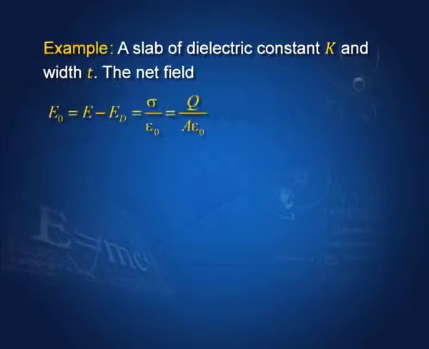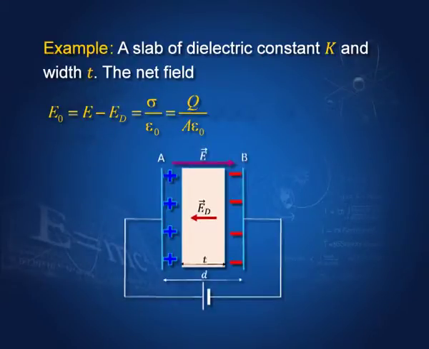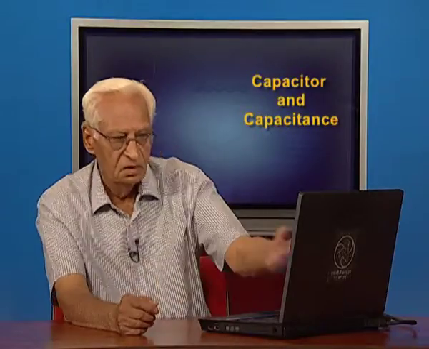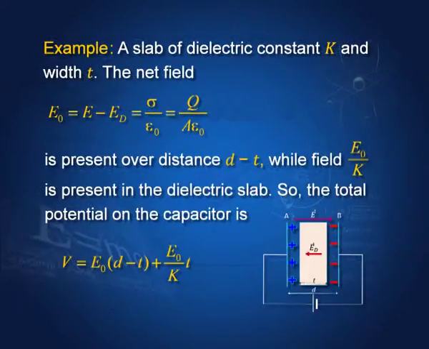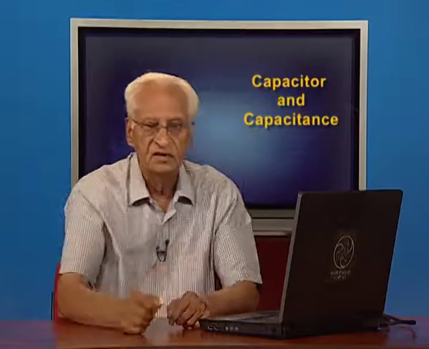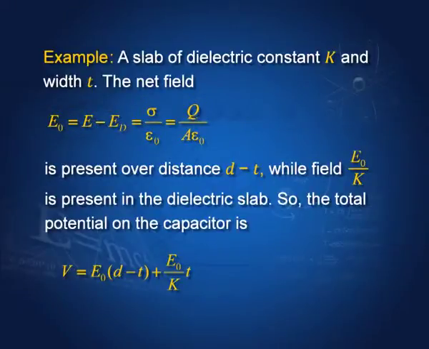Suppose that there is a slab of dielectric constant K and width T. Earlier the whole space was covered by a dielectric. Now we have only a plate of thickness T of dielectric inside the capacitor. So what happens now? Same thing: field E_d is there in this direction, field E is there in this direction. Field E is present in the space which has a thickness d minus T, so the potential difference due to this would be E0 into d minus T.